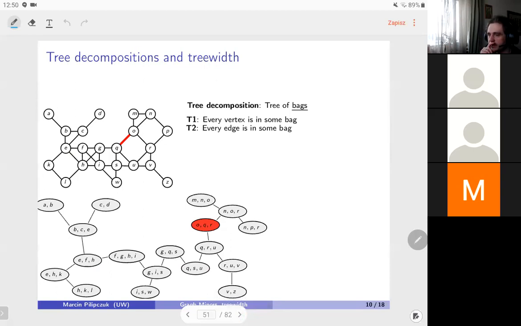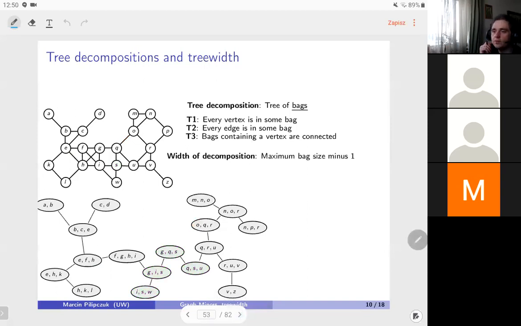So for example, this edge is in this bag up there, and the bags that contain a single vertex are connected in the tree. For example, vertex S is in these 4 bags in the decomposition. Okay, good. And the width of the decomposition was the maximum bag size minus 1. And now I want to say the following property. Now let's look at the separators, and I want to say the following thing.